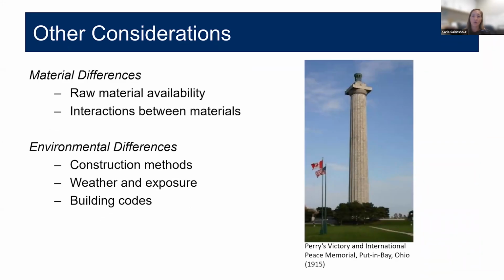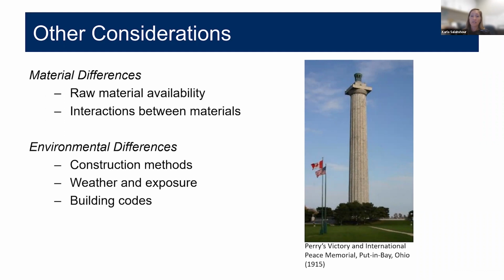Other considerations to know when performing an examination are related to material and environmental differences. Especially with stone masonry construction, stone material varies widely in the United States, depending on where you are. And so the types of aggregate can be related to this. Even raw materials such as fly ash can be very geographically different. Some of the environmental differences we're talking about are variations in construction methods, especially different repair methodology, even simply differences in weather and exposure, and variations in codes.